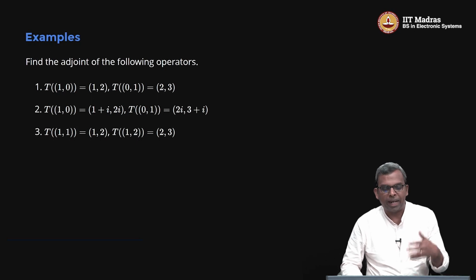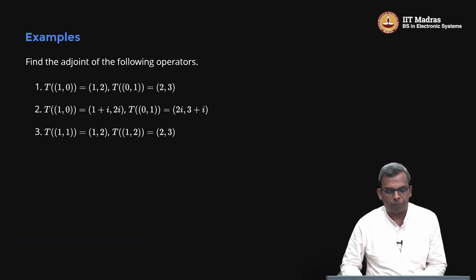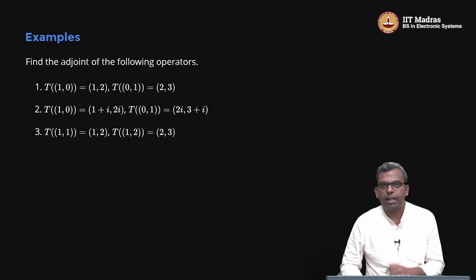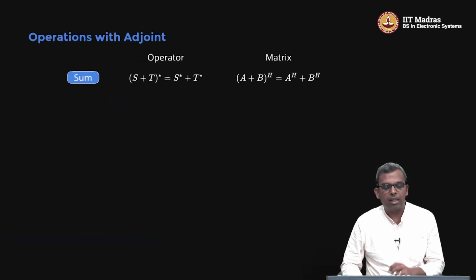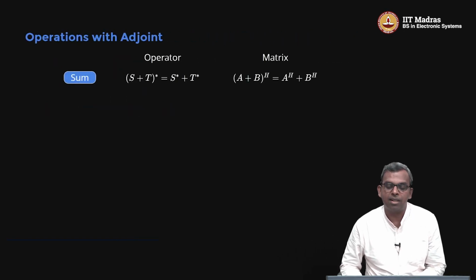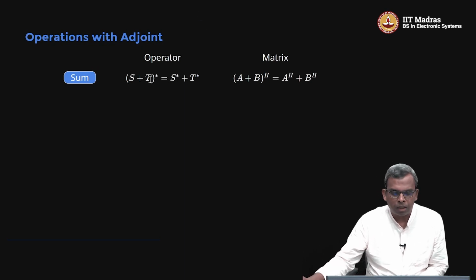So, we have seen how to find the adjoint given the operator and how the operator is defined in terms of a matrix or something. Now we are going to see a few basic operations that you can do with the adjoint. For instance, we've seen that you can add operators, right? If you have two operators S and T, you can add them as S plus T. What happens if you take the adjoint after adding the two operators?